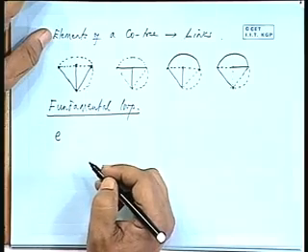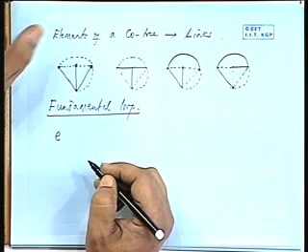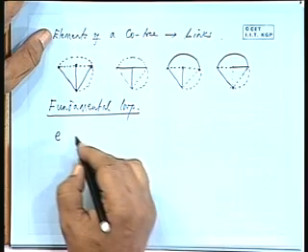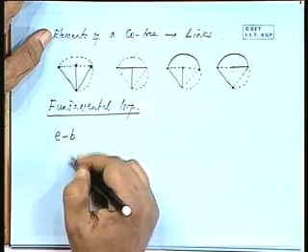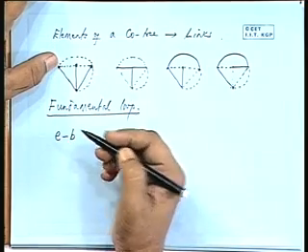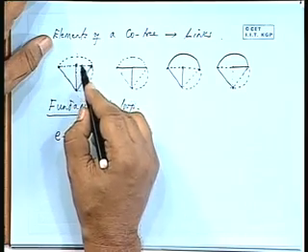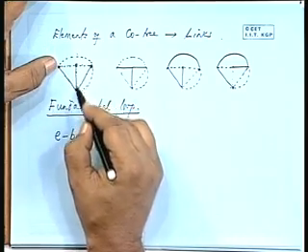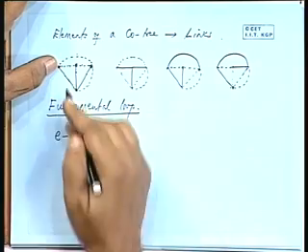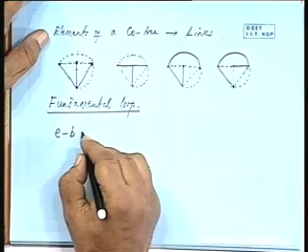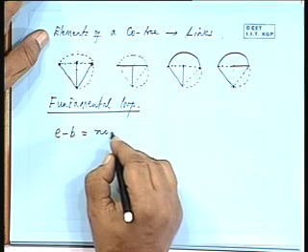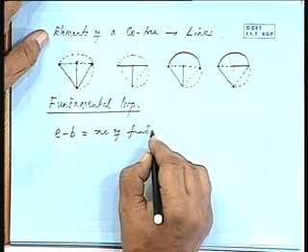So the total number of edges is, say, E. Then what will be the number of links? E minus B. The total number of edges here is 1, 2, 3, 4, 5, 6, 7, and how many are required to form the tree? 3. So there will be 4 fundamental loops because there are 4 links. E minus B will be the number of fundamental loops.